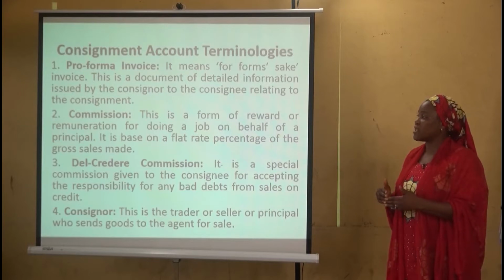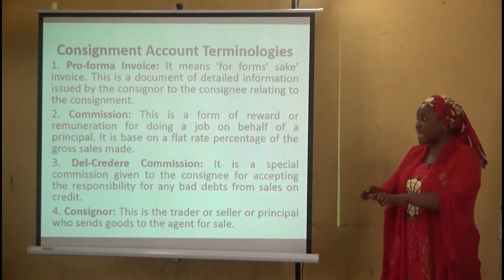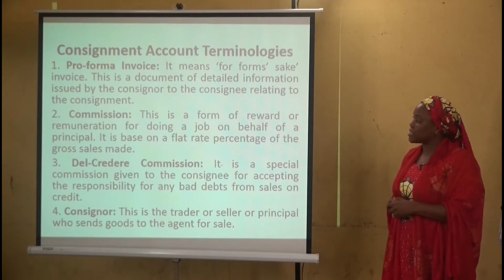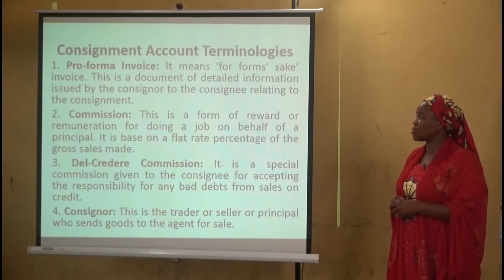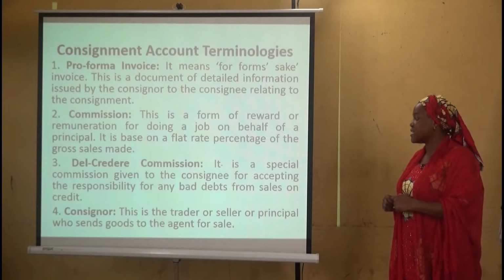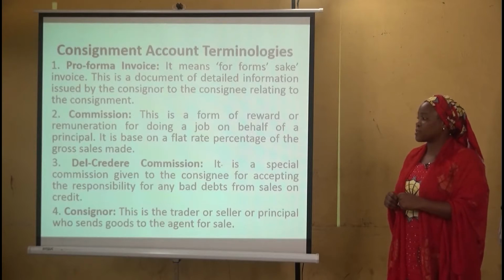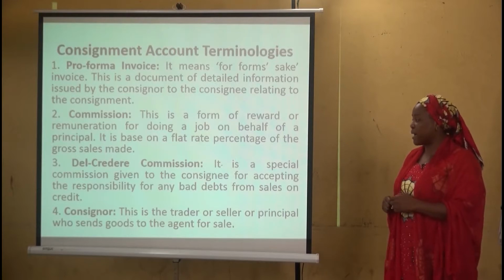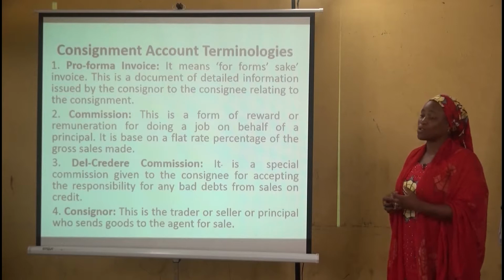The agent can say, I'm getting 25% on that gross sale that he has made. Then we have number 3, del credere commission. It is a special commission given to the consignee for accepting the responsibility for any bad debts from sales on credits.